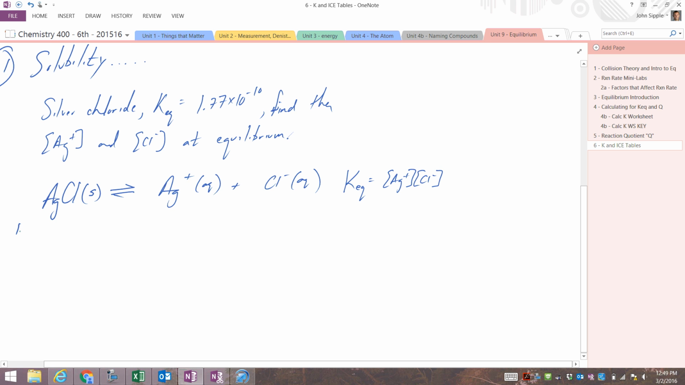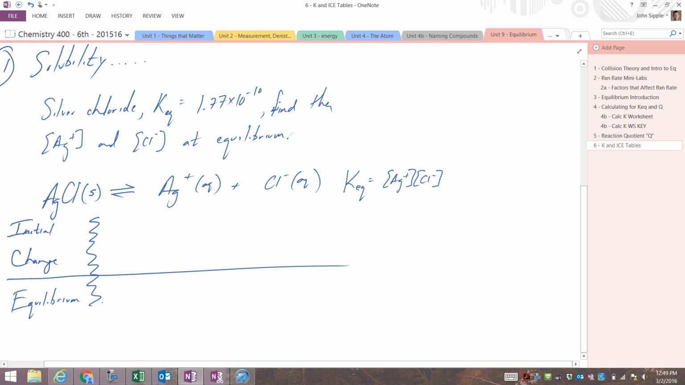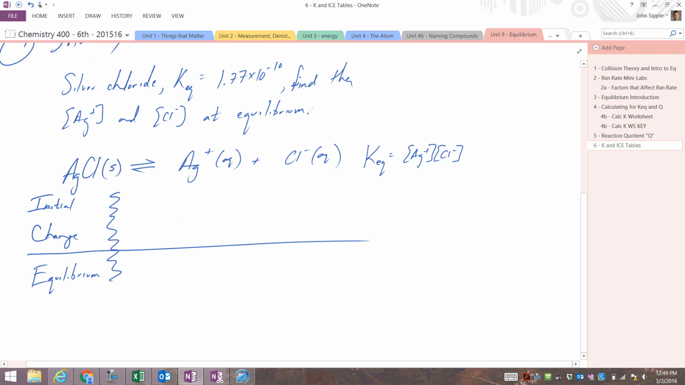So let's set up an ice table here. I stands for initial. C is change. And E is equilibrium. All right, we don't care about our silver chloride at all, right? Because it's a solid. It's not in our equilibrium expression. We don't care about the amounts of it at all. The stuff that we do care about and are interested in is our ions here, okay? So when we look at this, initially, right at the beginning, we have 0 of each of these. And none of it has dissolved just initially, right away, okay?